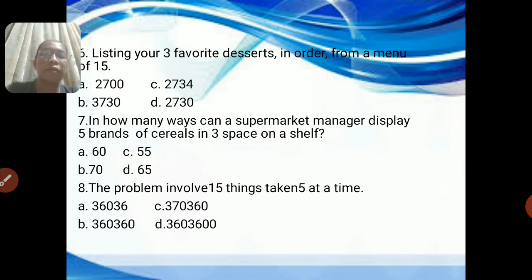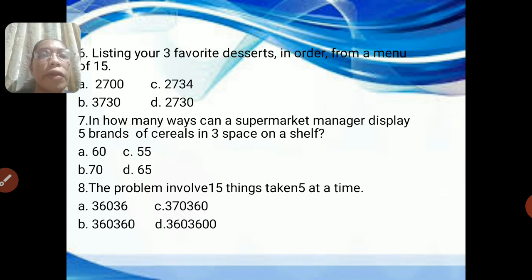2,730. Number 7. In how many ways can a supermarket manager display 5 brands of cereal in 3 spaces on a shelf? A, 60. B, 70. C, 55. D, 65.